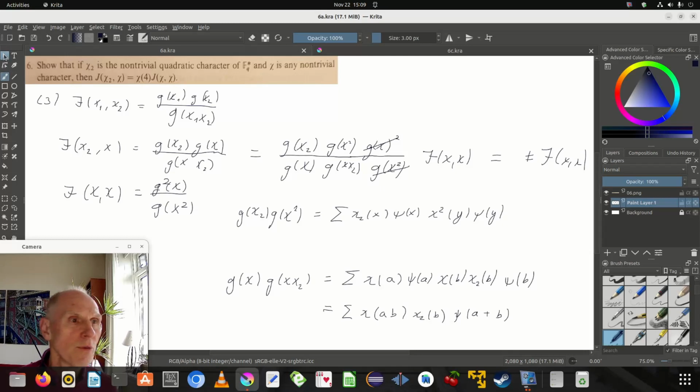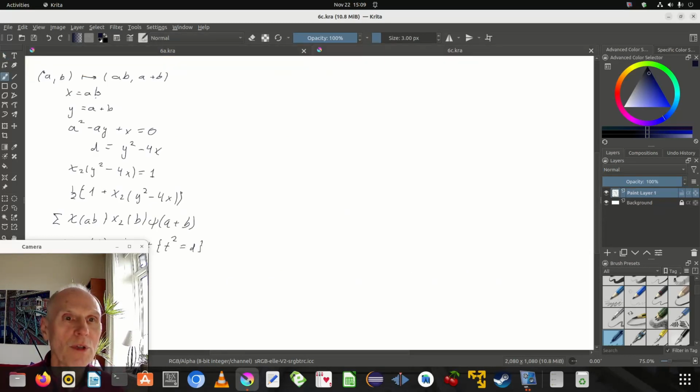So I worked on both of these, trying various stuff and not being able to do it. Then I peeked in the back of the book, and it appeared that we have to work directly on J of chi with chi. So this is the guy we need to work on.